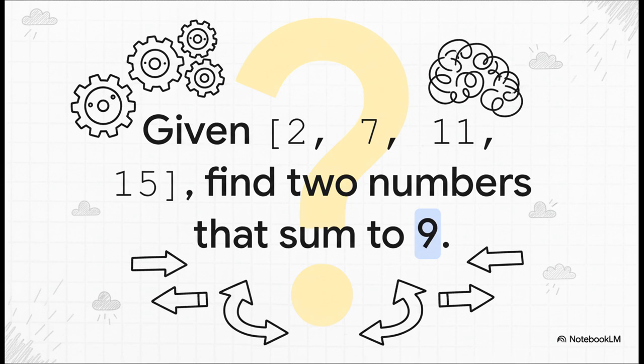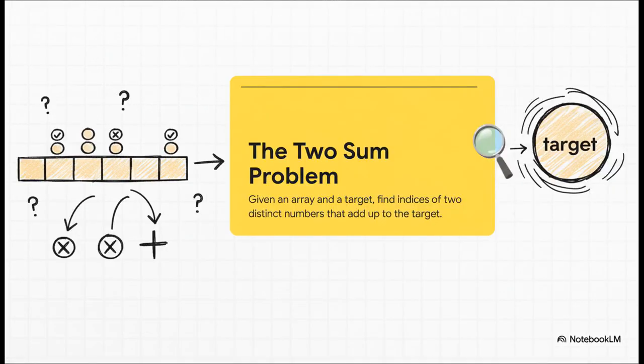Now, it seems simple, right? But how would you tell a computer to do this, especially if the list had, say, millions of numbers? So here's the official, formal definition. We're given an array of numbers, and we're given a target value. Our job is to find the positions, the indices of two numbers in that list that add up to the target. And here's a really crucial detail. You have to use two different elements. You can't just add a number to itself unless it actually appears twice in the list.